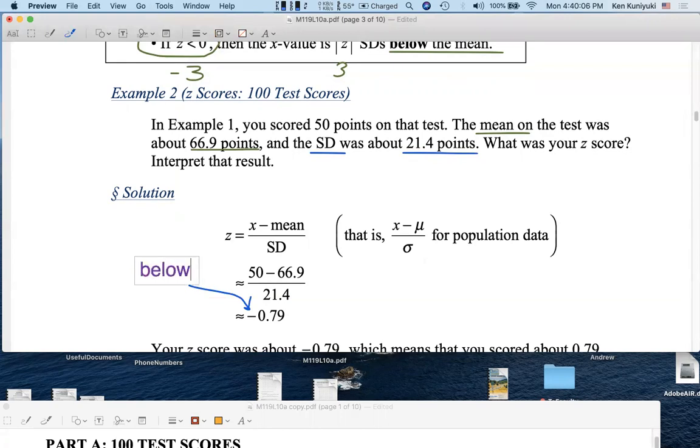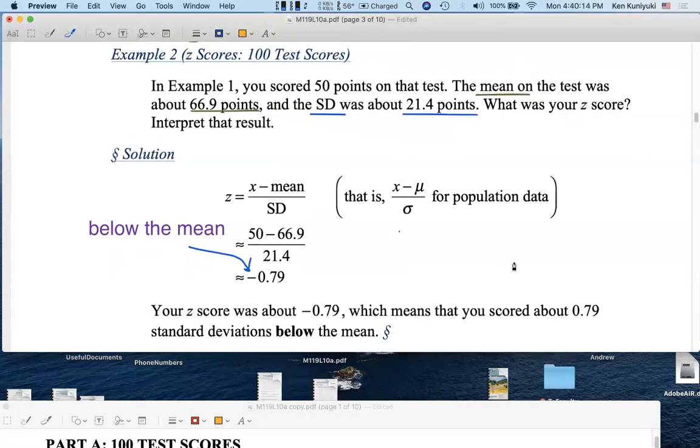So that's a check. You scored below the mean. So you know that your z-score was negative. Your z-score is about negative 0.79, which means you scored about 0.79 standard deviations below the mean. So if the scores are curved, if the grades are curved, you may not have failed the test, but you may have gotten a C or a D maybe on the test. But you didn't do too badly.